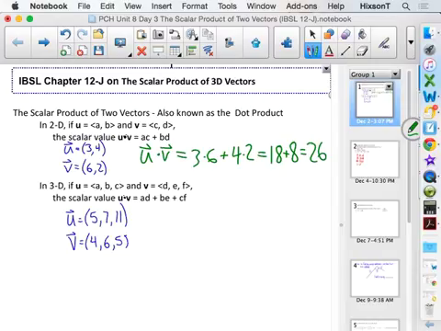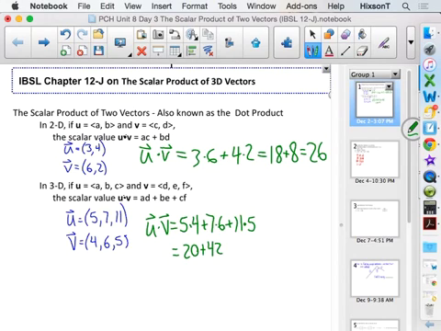So we would have, for u dot v here, 5 times 4 plus 7 times 6 plus 11 times 5. Okay? So 20 plus 42 plus 55, that's 97 plus 20, so that'd be 117. Okay, so that would be our dot product. Alright? Pretty easy, right?